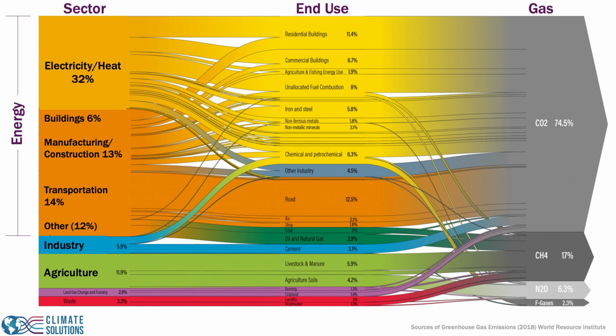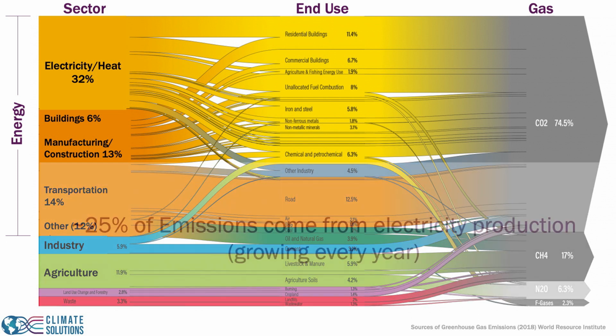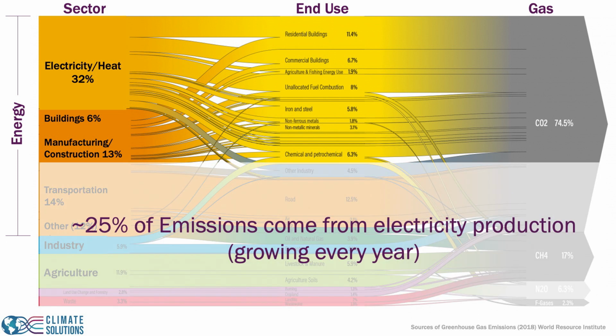The thing I want you to take away from the diagram for today's conversation is that electricity is the major source of greenhouse gas emissions, electricity production. So if energy production is about 70% of all emissions, electricity production is probably 25, maybe 30, and always growing percentage of total emissions. So why is electricity such a big source of greenhouse gas emissions?